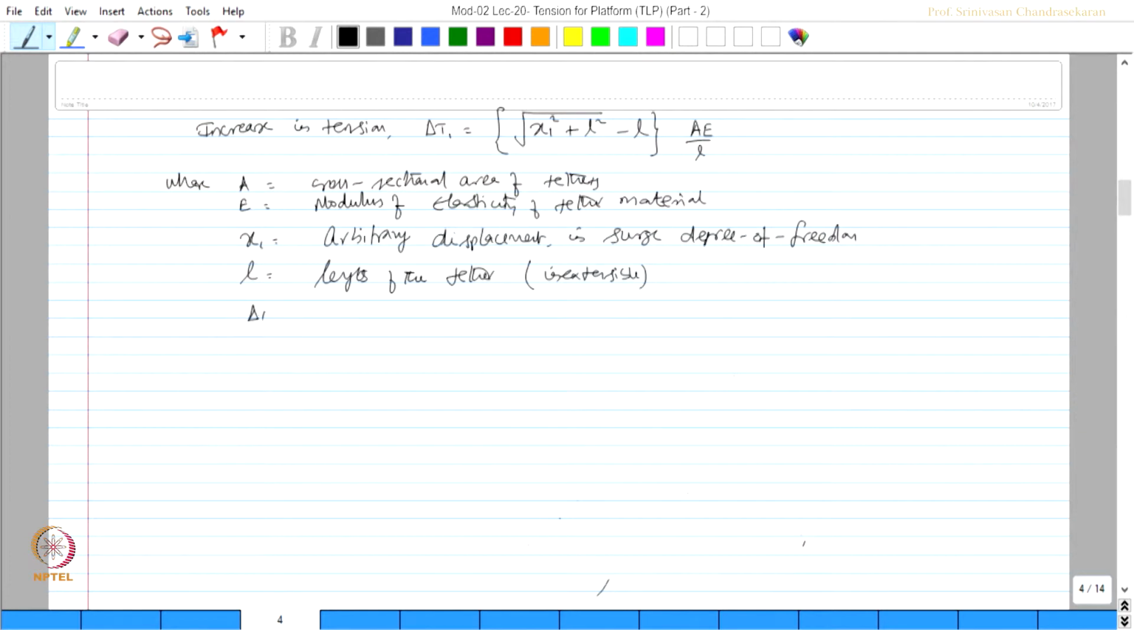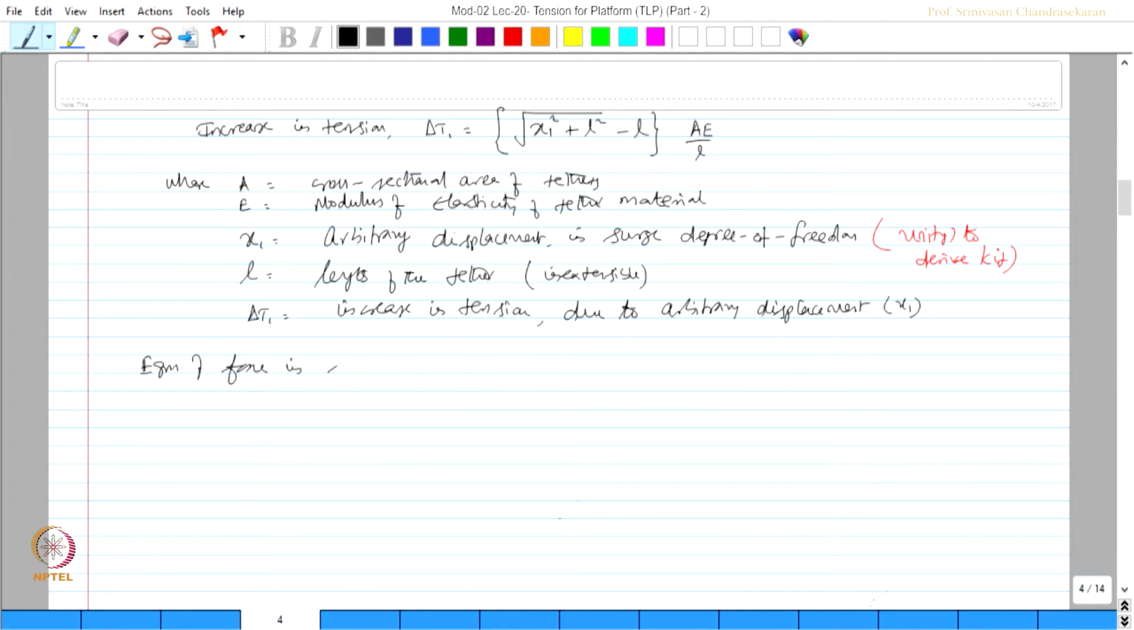So, delta T1 is increase in tension due to arbitrary displacement x1. Okay. To be very clear, this arbitrary displacement is considered as unity to derive the stiffness matrix. Now, having said this, let us write down the equilibrium of forces in surge direction.